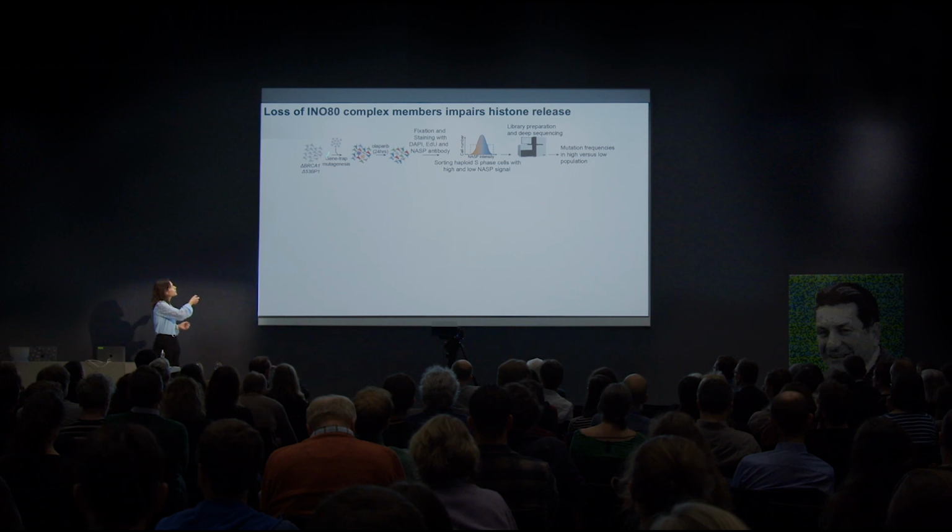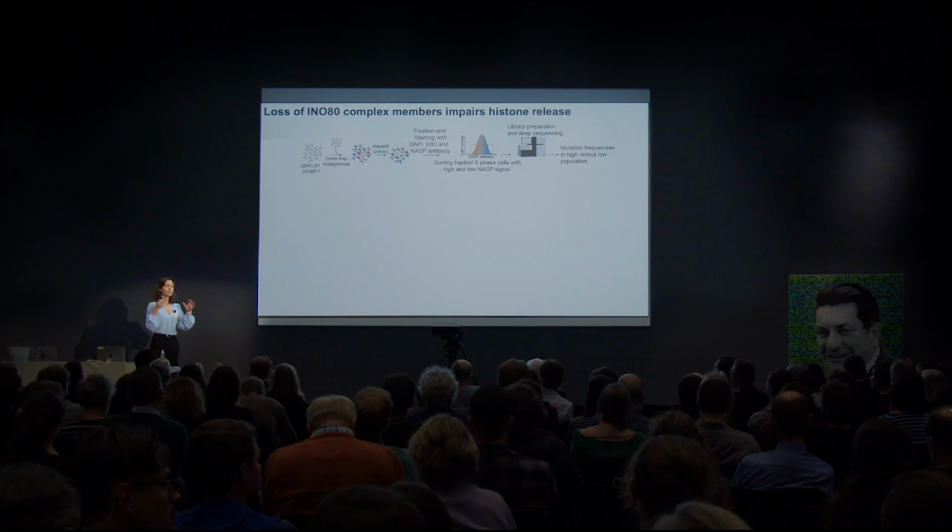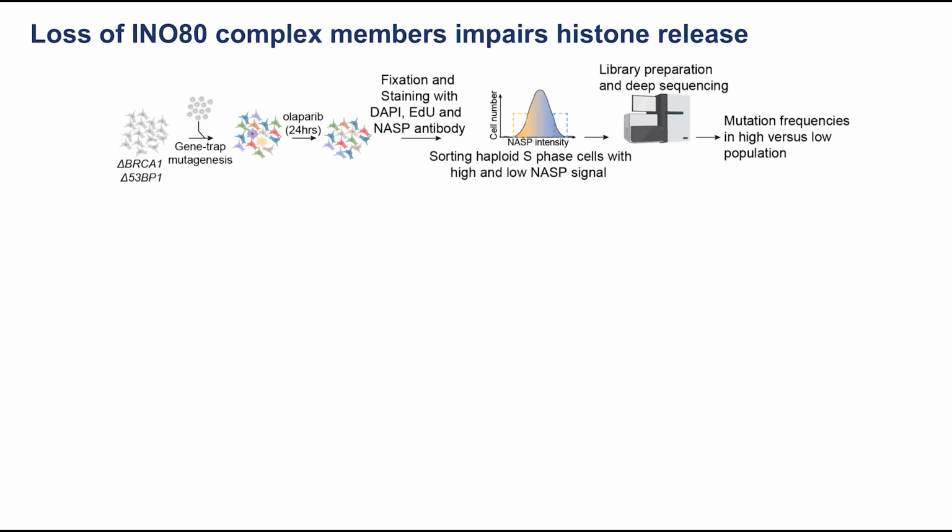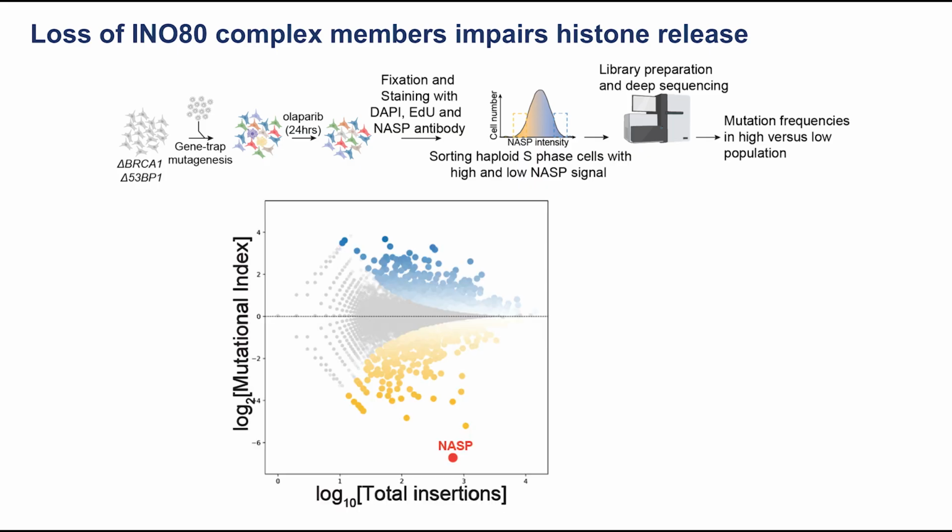Again, we took a pool of knockout cells and treated them with olaparib, and then we did not use survival as a readout, but actually performed a phenotypic screen using NASP levels as a readout, because we reasoned that NASP would be a nice proxy for the abundance of soluble histone in the cells. We then stained these cells with NASP antibody and sorted the highest and lowest 5%, and then again submitted these samples to next generation sequencing. And these are the results.